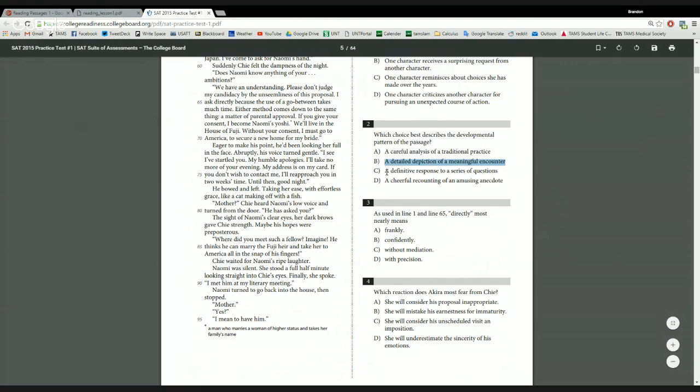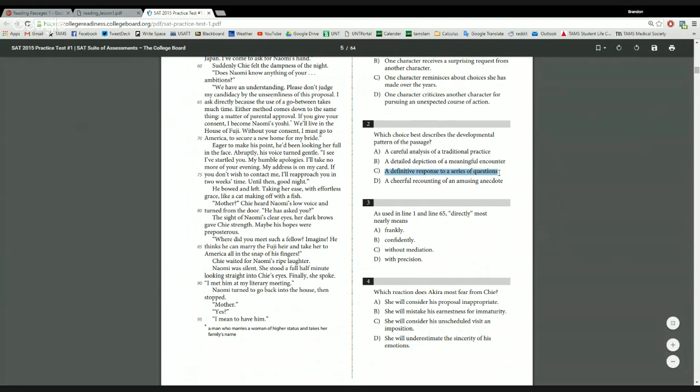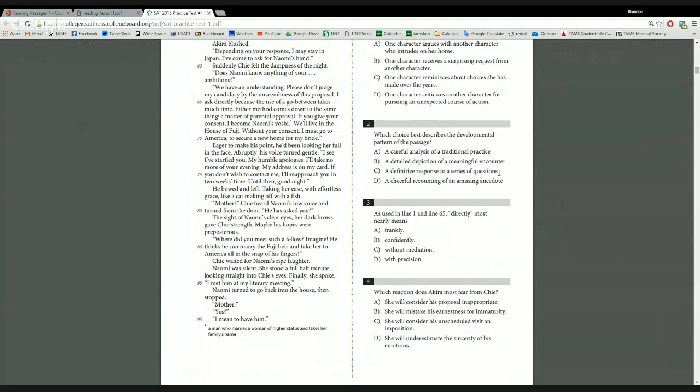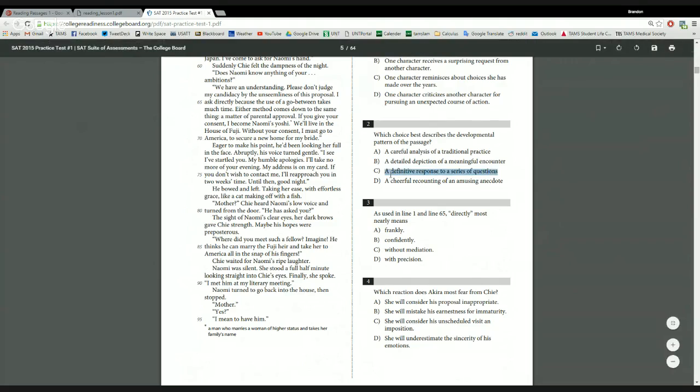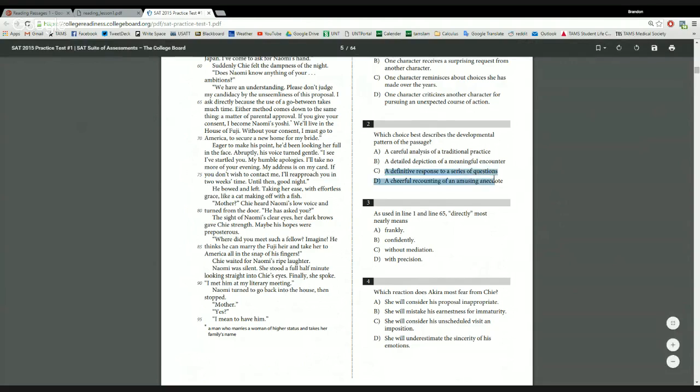A definitive response to a series of questions. This is actually a trick answer choice. Given that you haven't read the passage, you may think this is actually correct. If you read the first paragraph, there are a few questions. So what could the passage be about? Well, I'd probably guess a few responses. So this is incorrect because given that you read the passage, this is not exactly what happened.